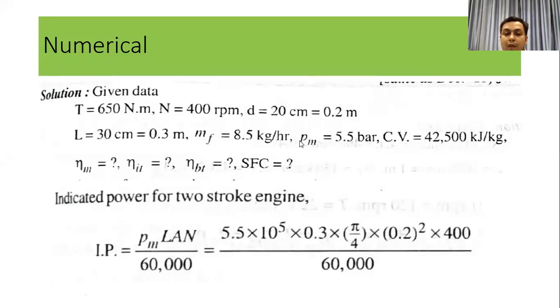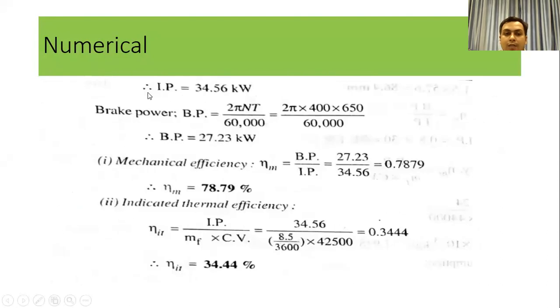Then we have pi by 4 d square, that is the area. So pi by 4 into the diameter. Diameter is given as 20 centimeters, means 0.2, squared, and multiplied by the N. Here it is a two-stroke engine, so no need to divide by 2, and no need to multiply with the number of cylinders, because it is a single cylinder engine. Divided by 60,000 for conversion of RPM into RPS, and 1000 is for watt to kilowatt. So now finally we get IP is 34.56 kilowatt.